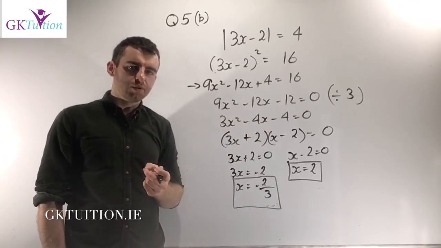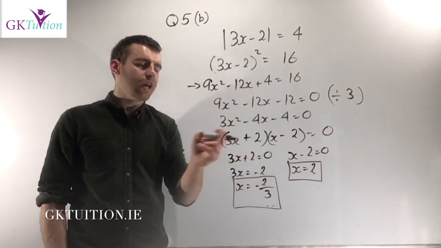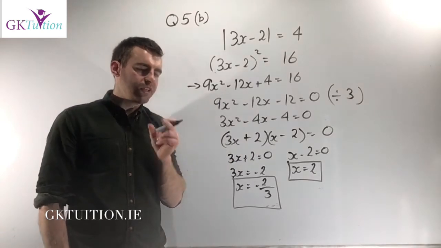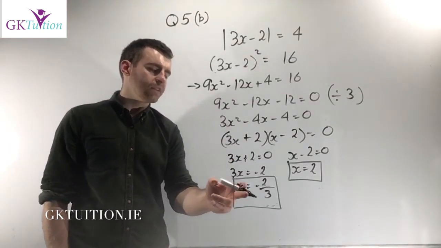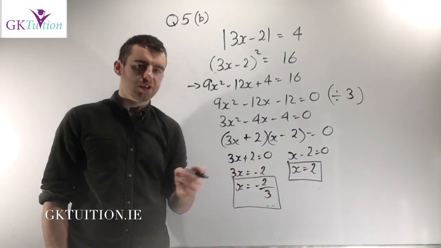The factors of that quadratic equation are 3x plus 2 times x minus 2. You can then let each of those factors equal 0 and solve it. And the two answers here work out as x is equal to minus 2/3 or x is equal to 2.